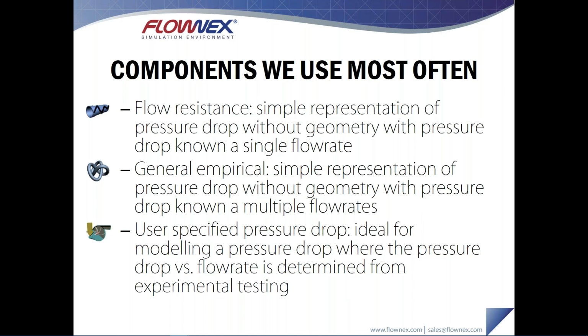We see this in the automotive industry quite often, where manufacturers might characterize the pressure drop through a radiator or a condenser, for example, and they'll do it at multiple different flow rates. We can then use that information to specify the exact pressure drop and use the user-specified pressure drop components to ensure that the pressure drop applied in Flownex matches the experimental data.